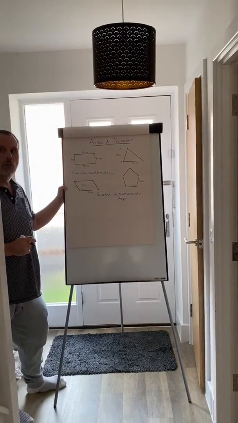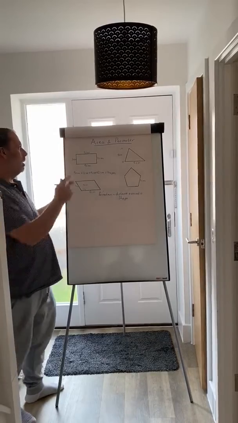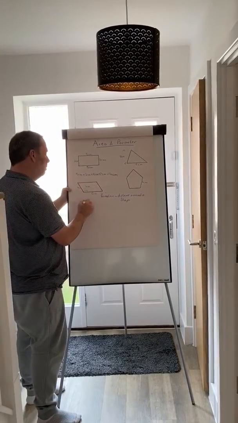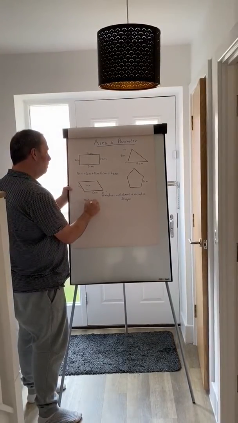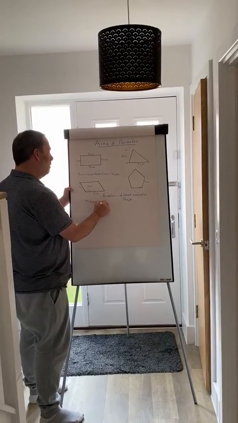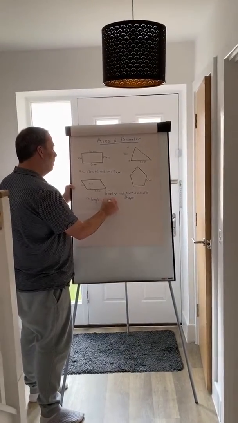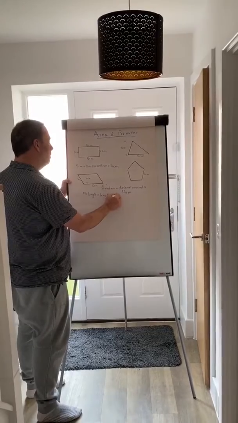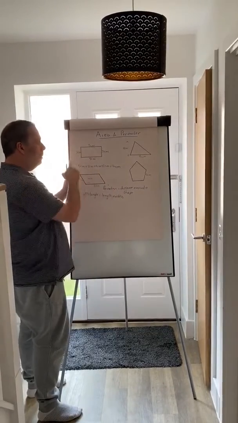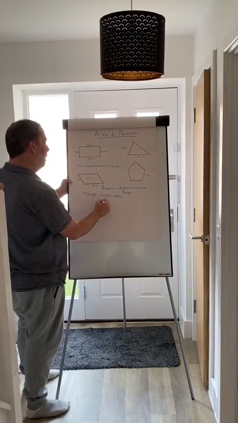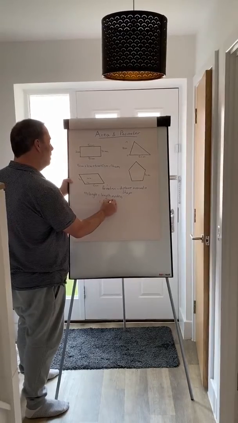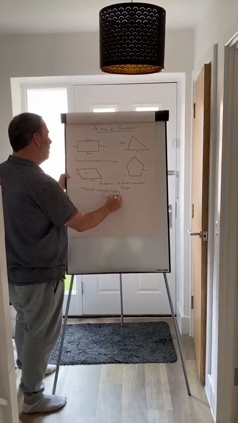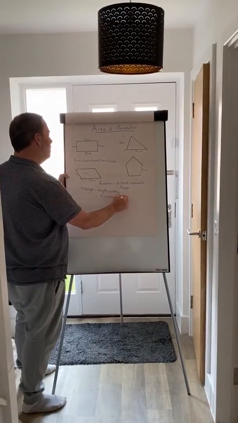You need to know the rules for the area of your shapes. Rectangle equals length times width. So an example here, the area will be 5 centimetres times 2 centimetres, which is 10 centimetres squared.